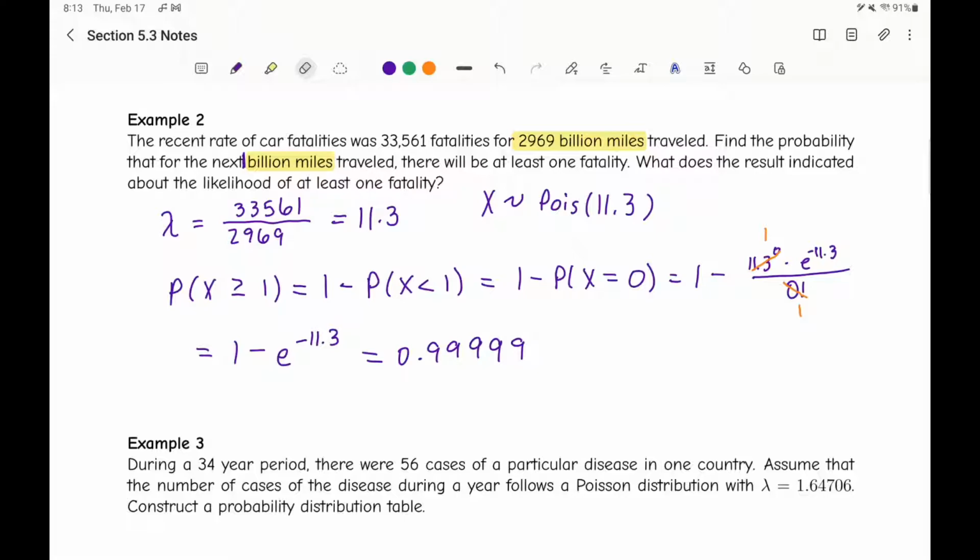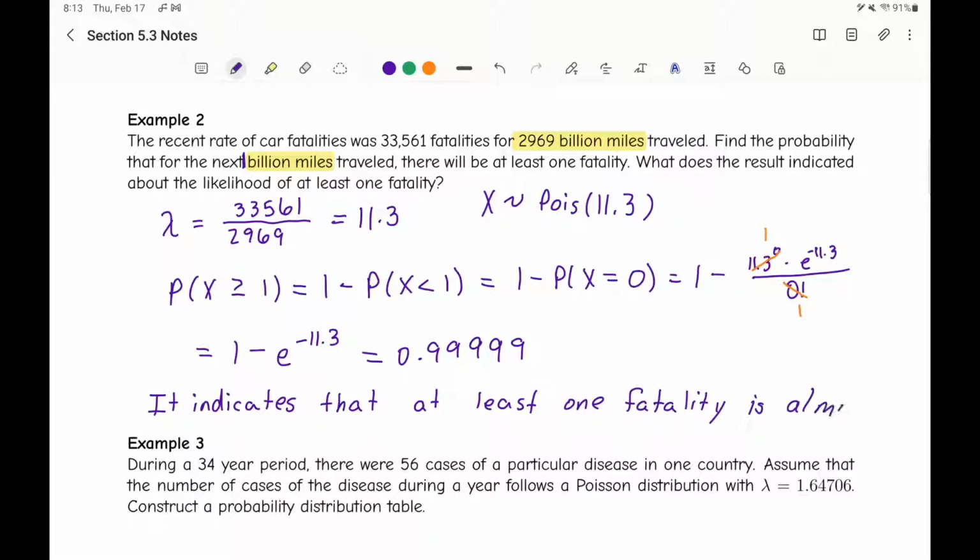So what does this result indicate about the likelihood of at least one fatality? It indicates that at least one fatality is almost certain.